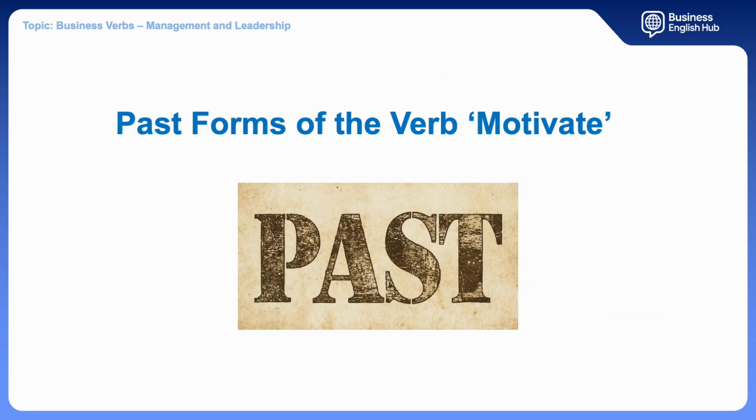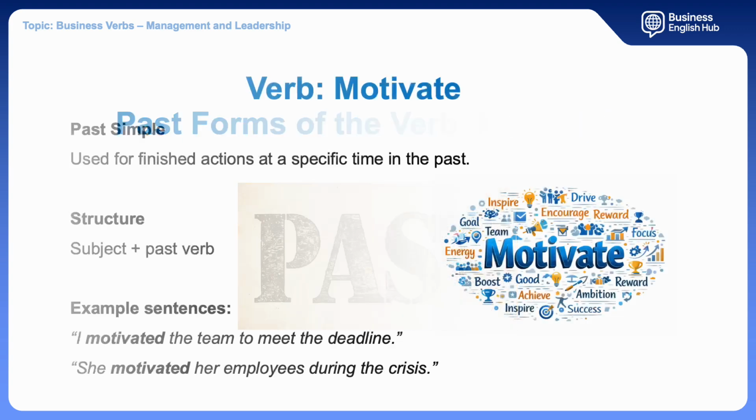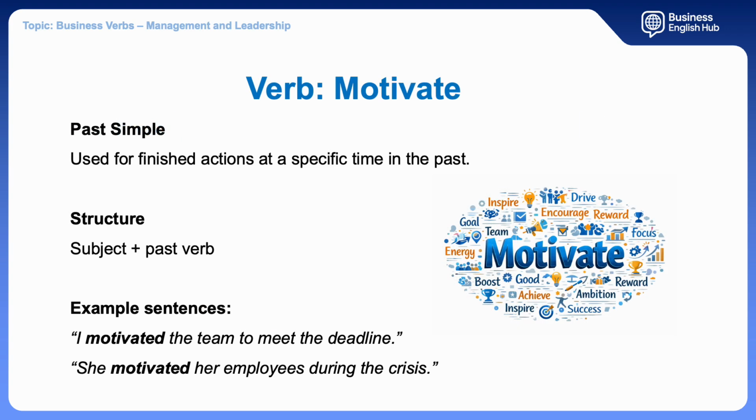Next, we will look at the past forms of the verb motivate. The past simple of motivate is used for finished actions at a specific time in the past. The structure of this is subject plus the past verb. Example sentences for the verb motivate include: I motivated the team to meet the deadline. She motivated her employees during the crisis.